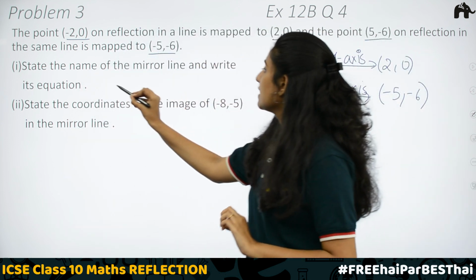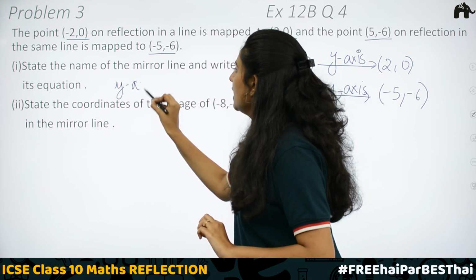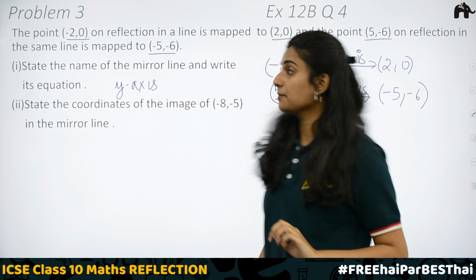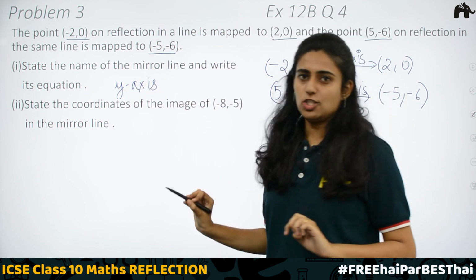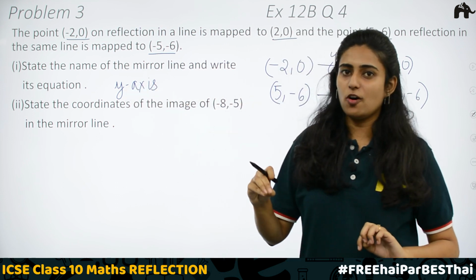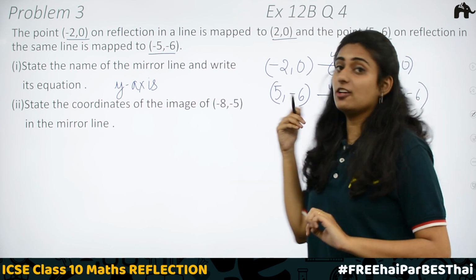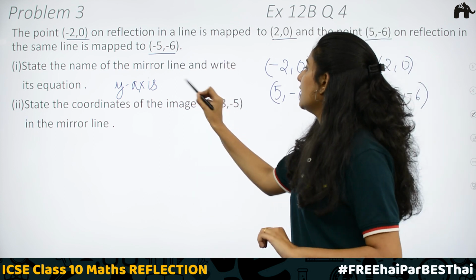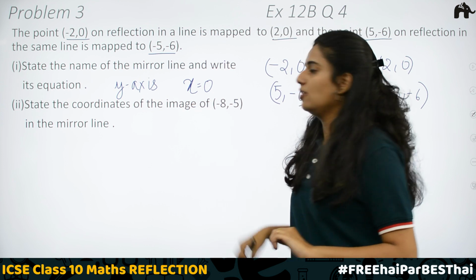The mirror line is the y axis. Okay, here the y axis is the mirror. And write its equation. What is the equation of the y axis? Along the y axis, all the x coordinates are equal to 0, or the x value is equal to 0. That is the x = 0 line.